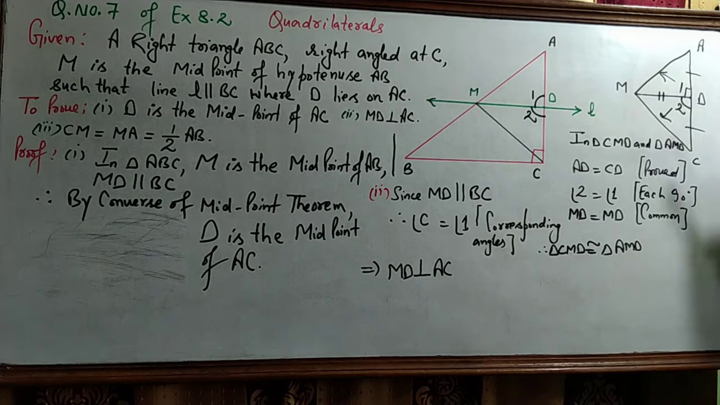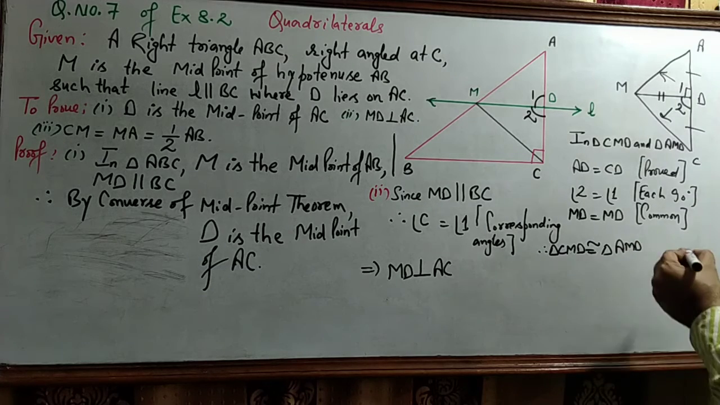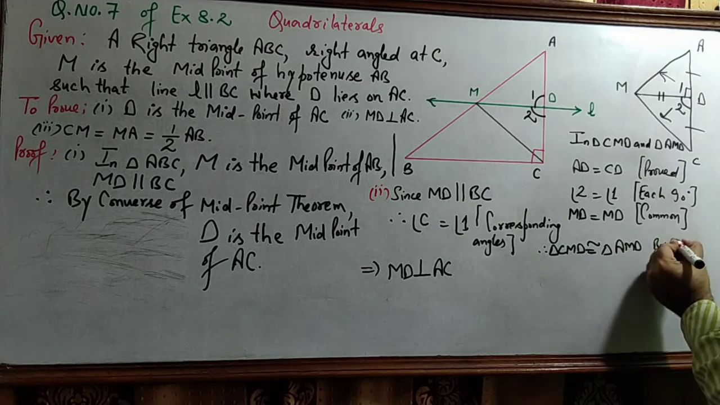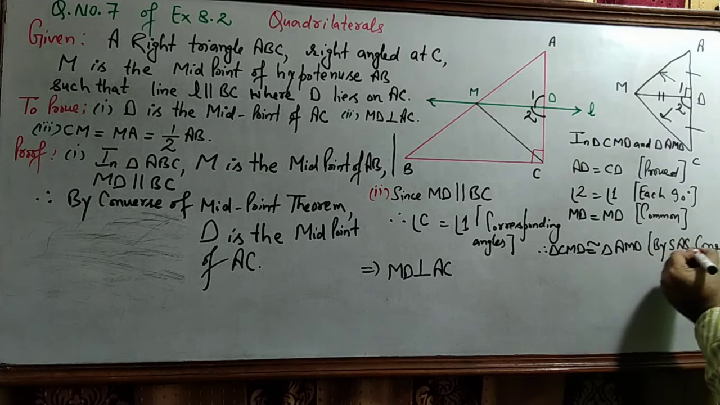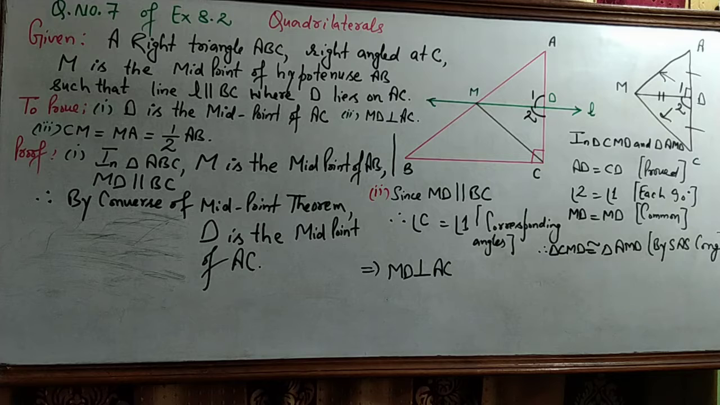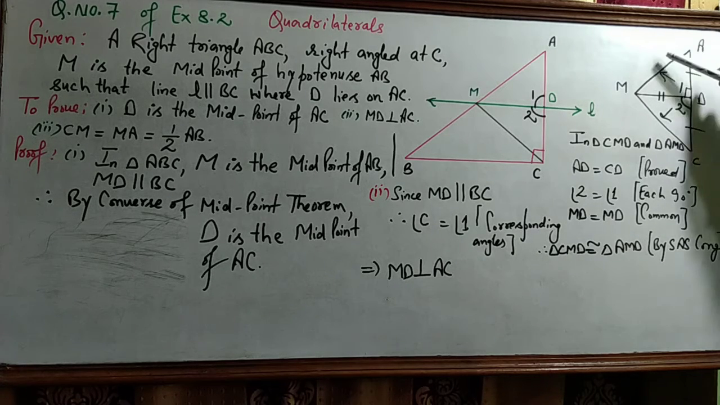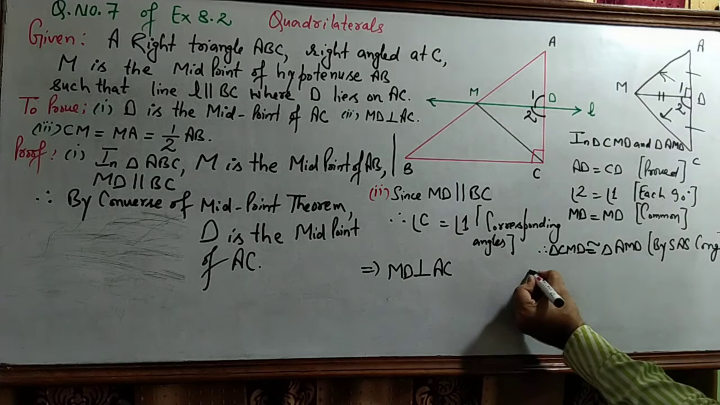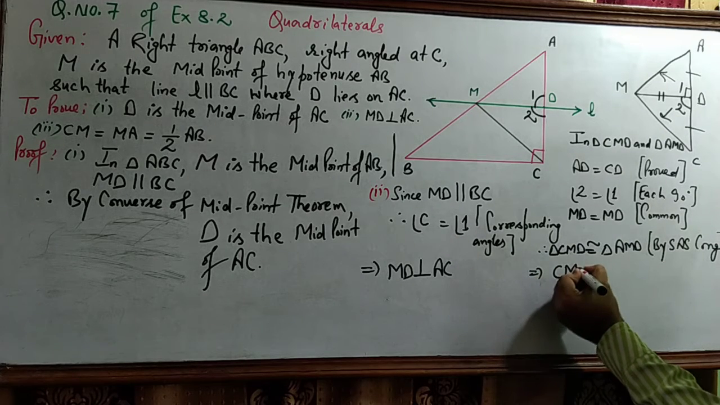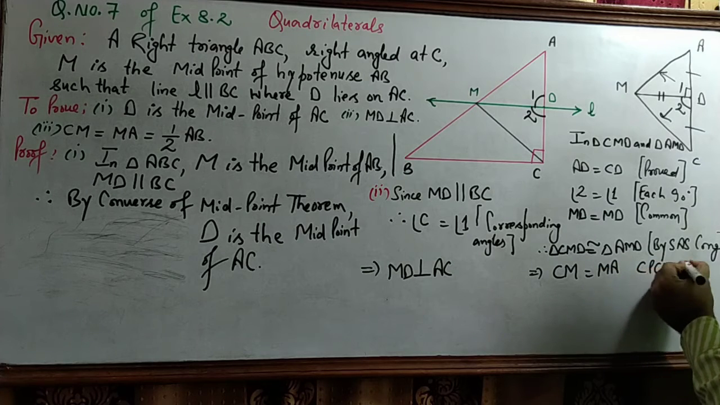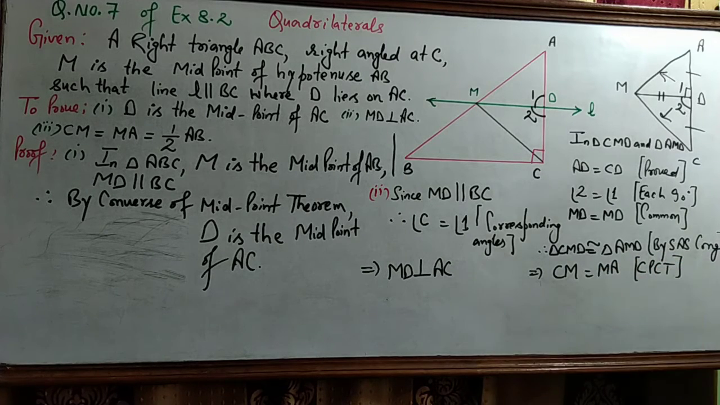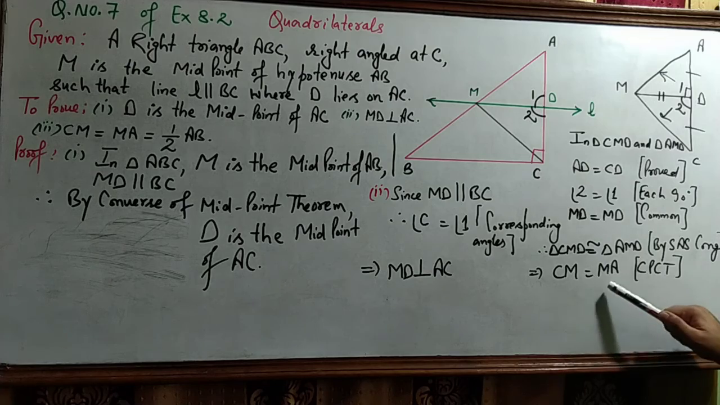Congruency condition कौन सी लगाई? Side angle side by SAS congruency. When these two triangles are congruent, we can say this one CM equal to this one MA. CPCT. CM is equal to MA.